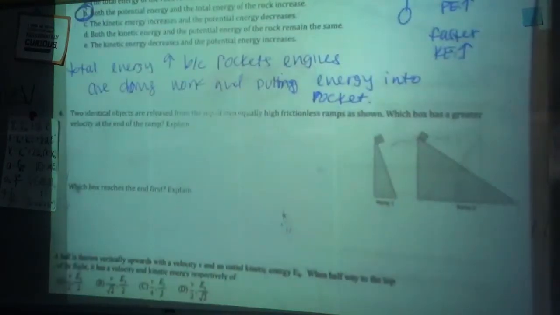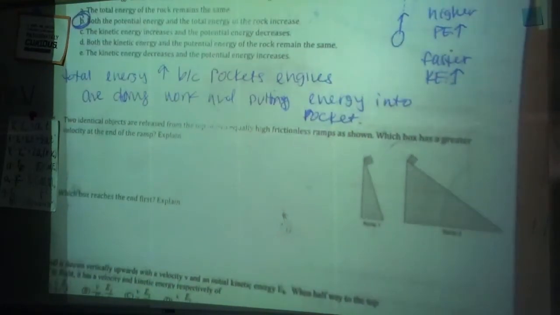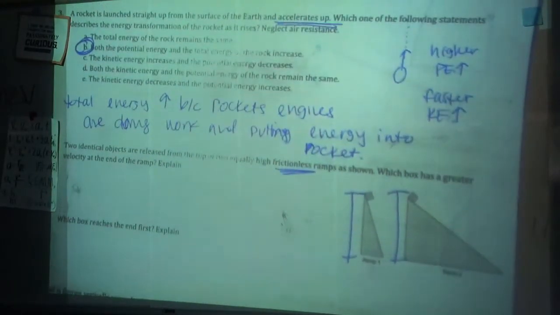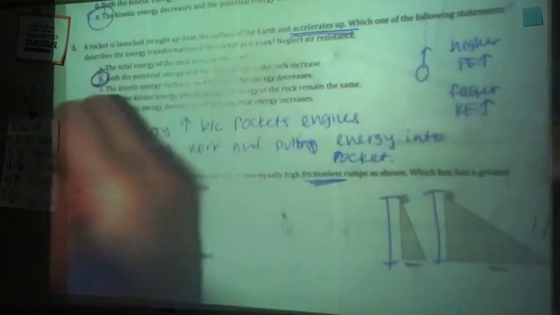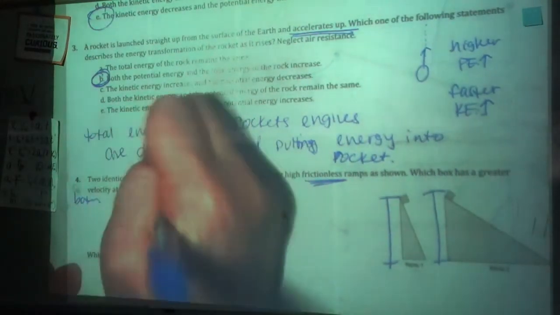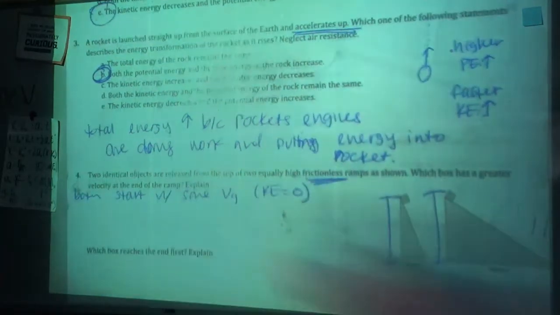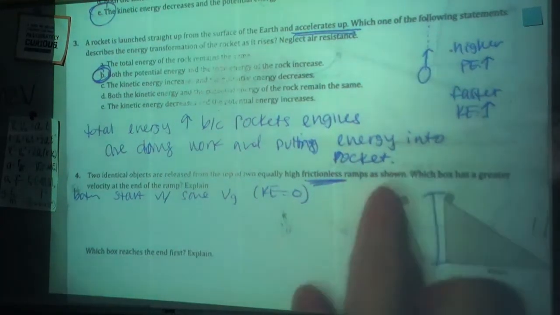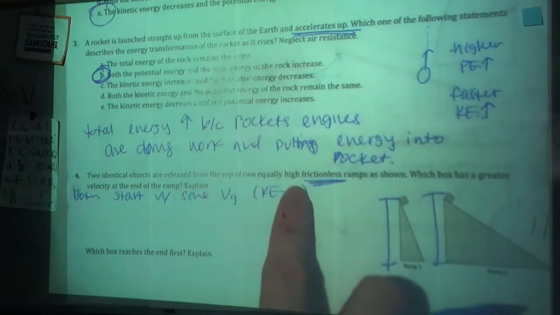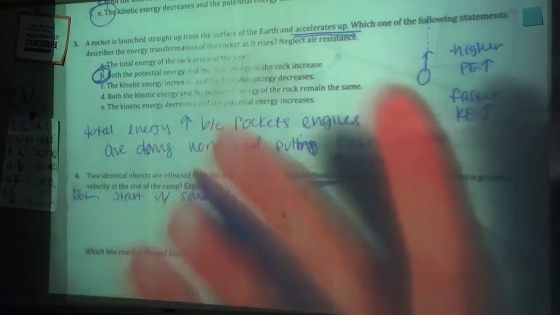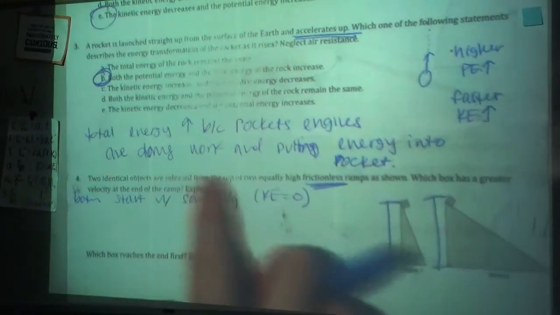Right, number 4. Two identical objects are released from the top of two equally high, frictionless ramps, so I don't have to worry about friction loss, and they are both the same height. Which box has a greater velocity at the end of the ramp? Well, they both start with the same potential energy, and kinetic energy is 0 at the top because it says they were released. It's not like they were thrown down, they were just dropped. So I have no motion, no velocity, no kinetic energy at the beginning, only potential energy. And because they're identical objects, so same mass, and they're the same height, they start with the same potential energy.